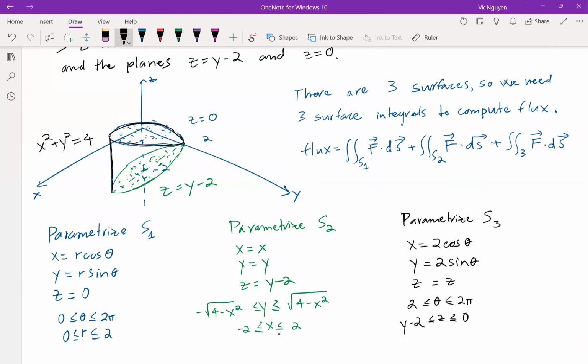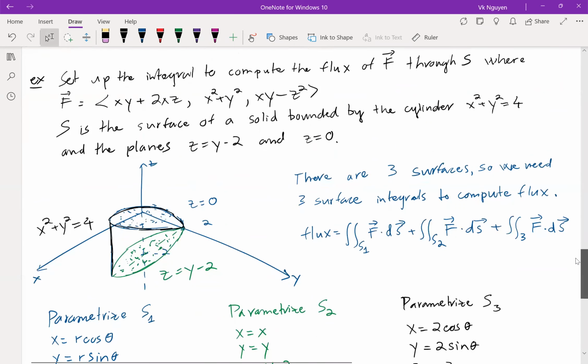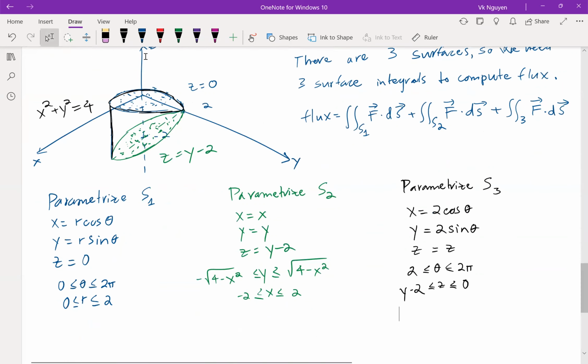And once you have these three parameterizations, then you can compute the cross product of the two tangent vectors, get a normal vector, and then dot with the vector field. It's long though. It's not easy. There is an easier way to do this problem. It will be in the last section.